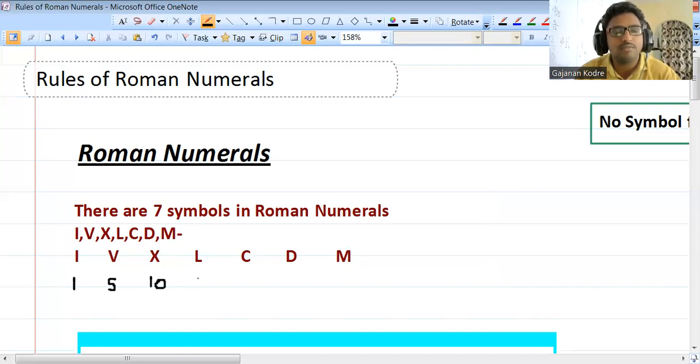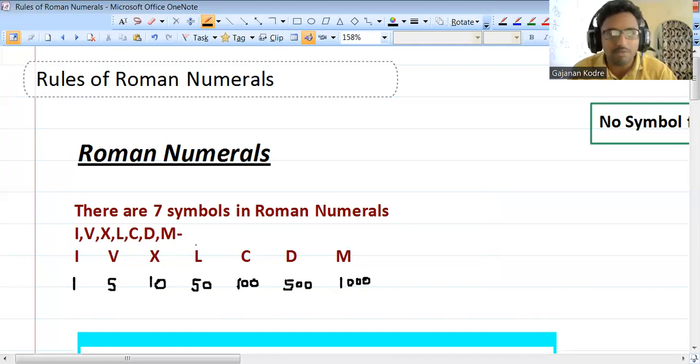L stands for, now from here, a little bit of confusion must have started. But don't worry. Yes. L stands for 50. C stands for 100. D stands for 500. M stands for 1000. A little bit challenging to remember. Yes. But we need to remember this.